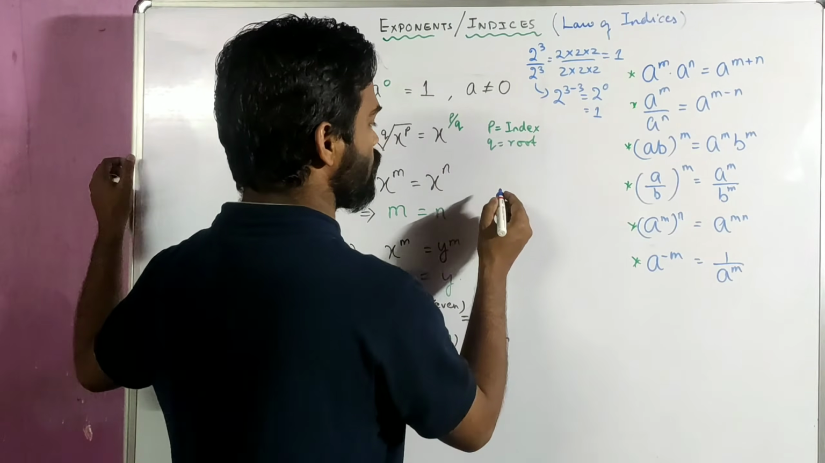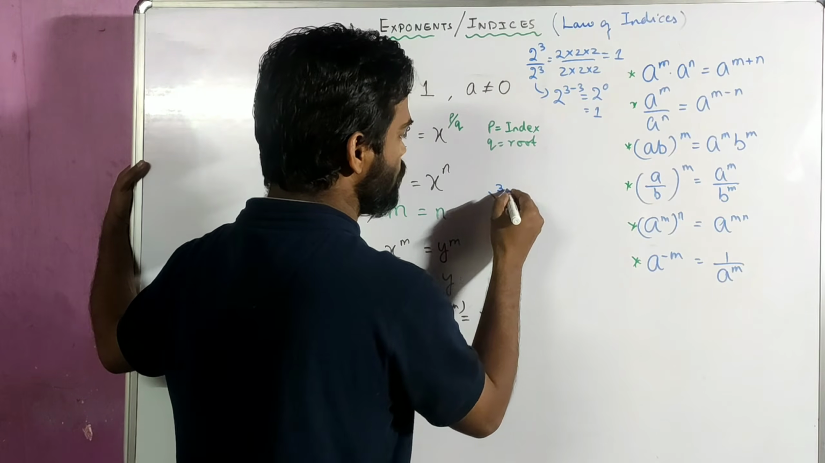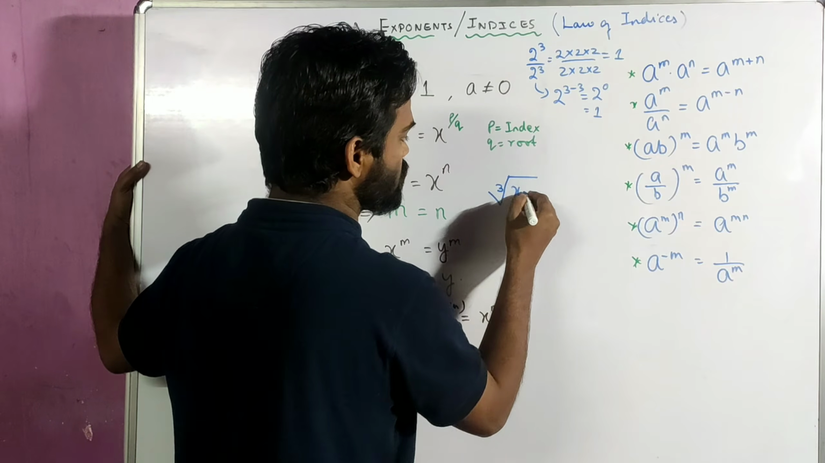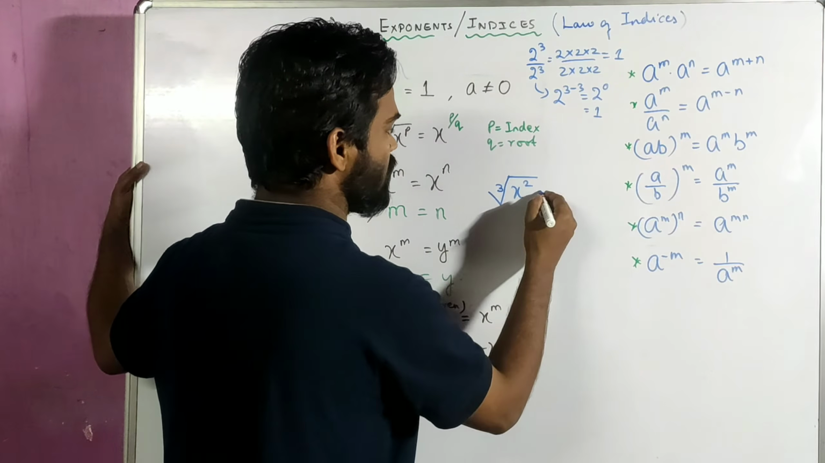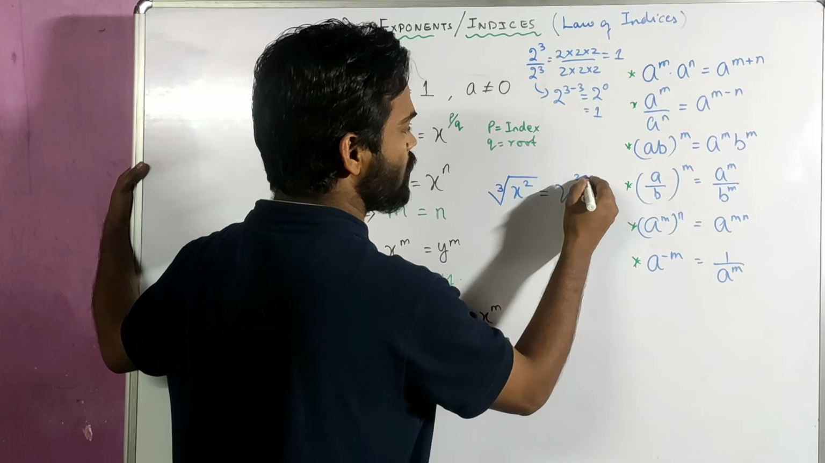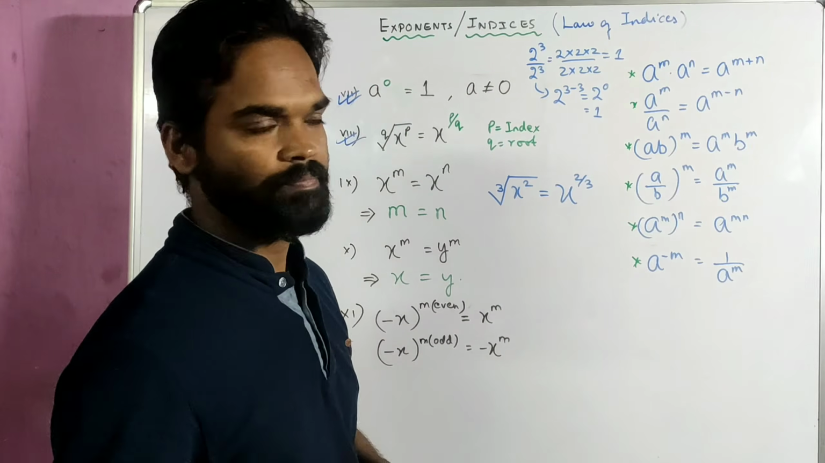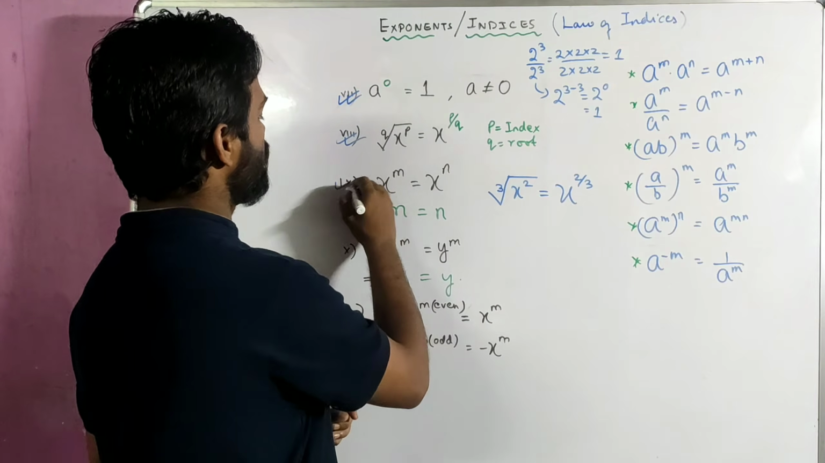What I mean, just look over here. If I have cube root of x square, this can be written as x to the power 2 by 3. Clear?